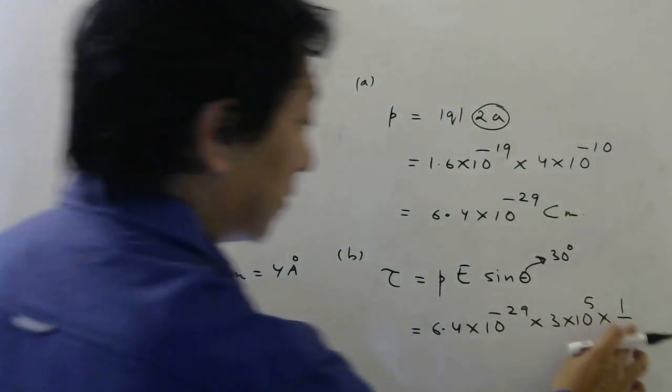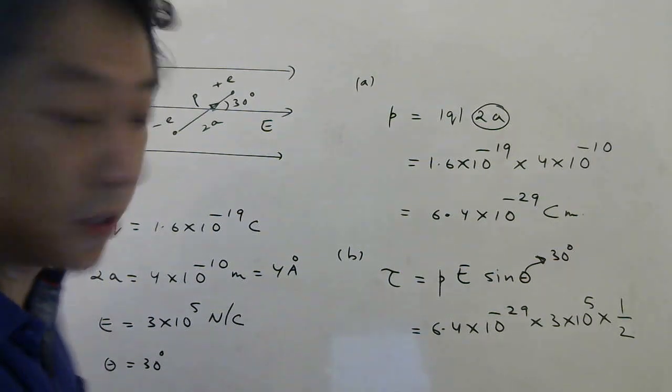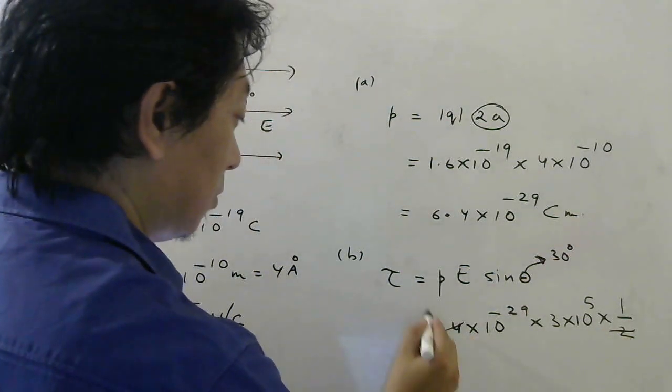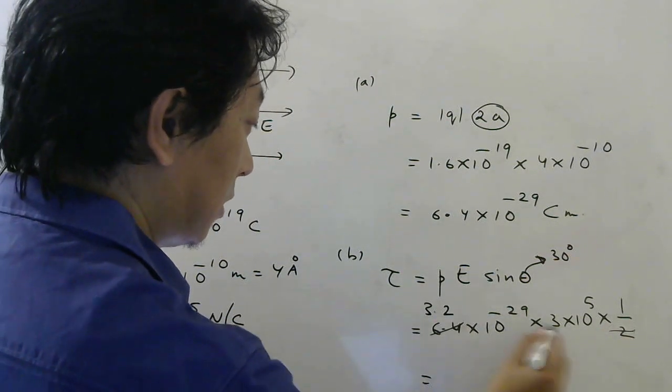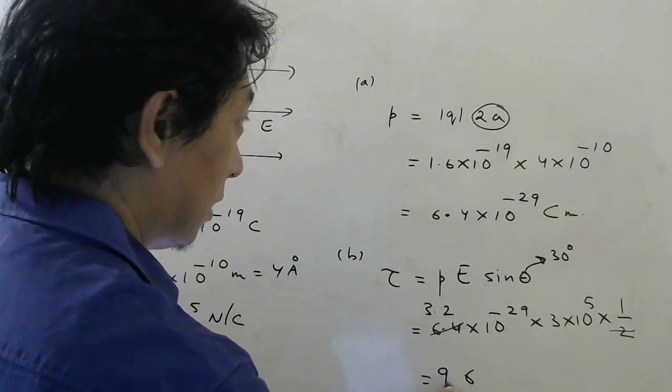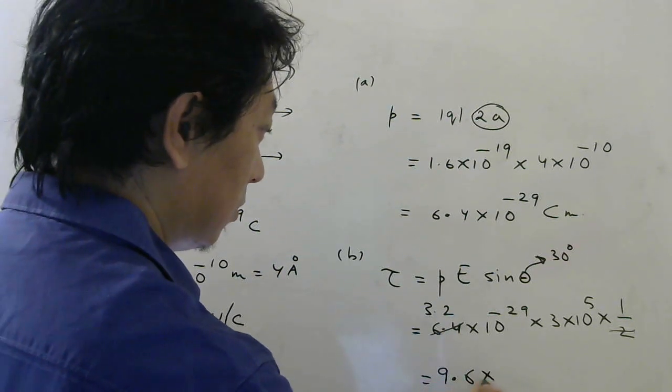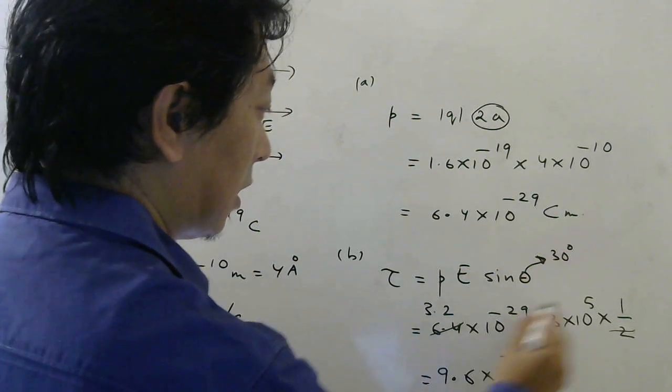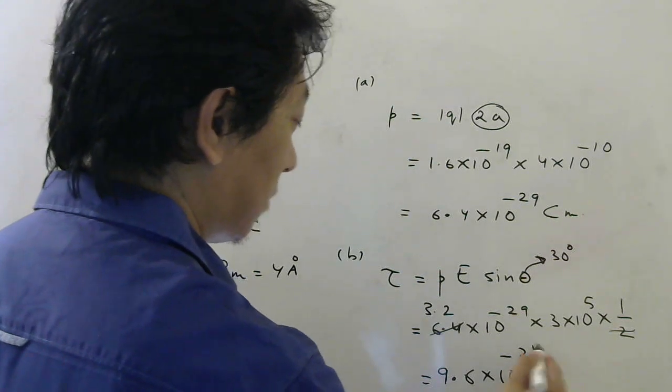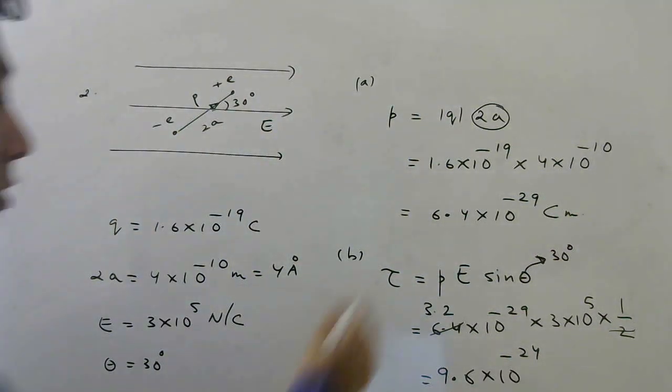Sine 30 is half. Right, students? Okay, so if you cancel, 2 3s are 6, 2 2s are 4, then 3 2s are 6, 3 3s are 9. 9.6 into 10 to the power minus 29 plus 5 will be minus 24. What will be the unit of torque?